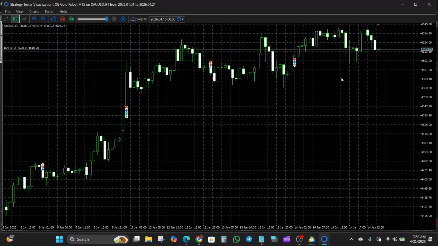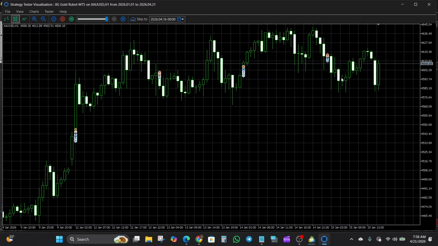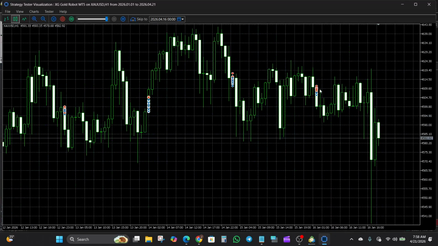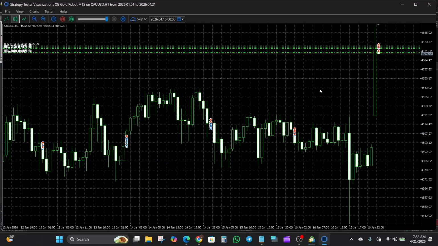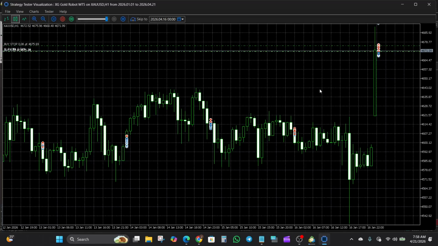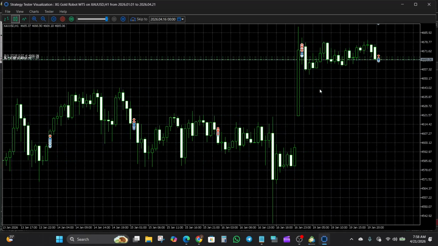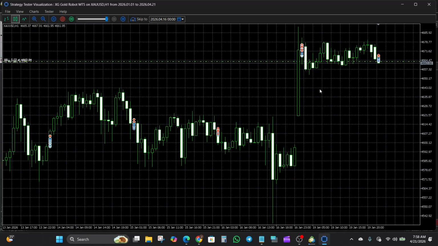So this suggests that the EA is combining trend following elements with confirmation based entries. The presence of things like SMA strength and RSI indicates that it is likely filtering trades based on trend direction, momentum conditions, and possibly overbought or oversold zones.